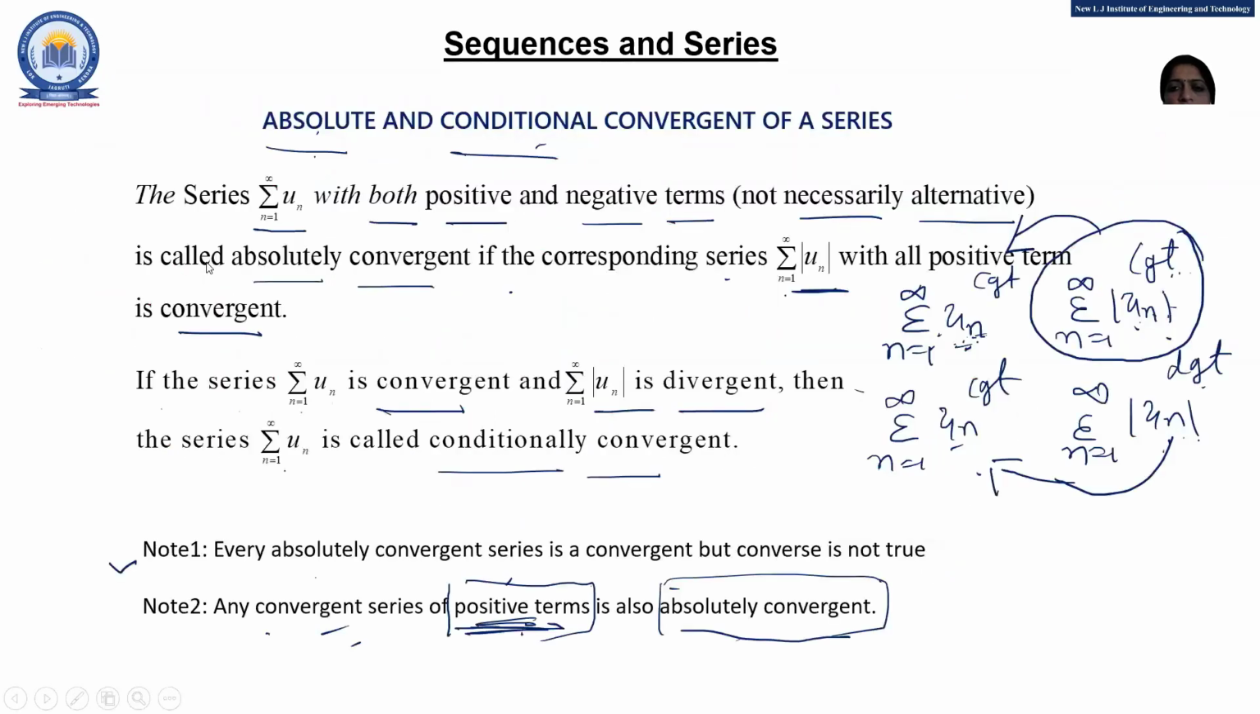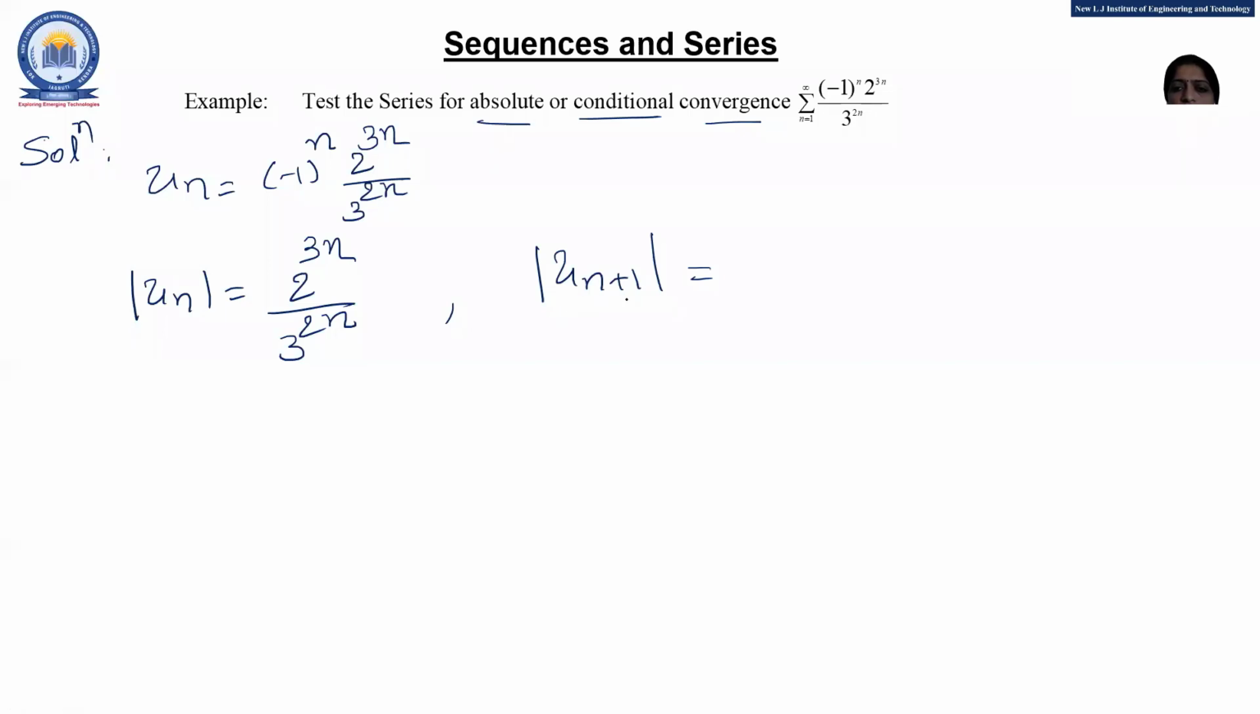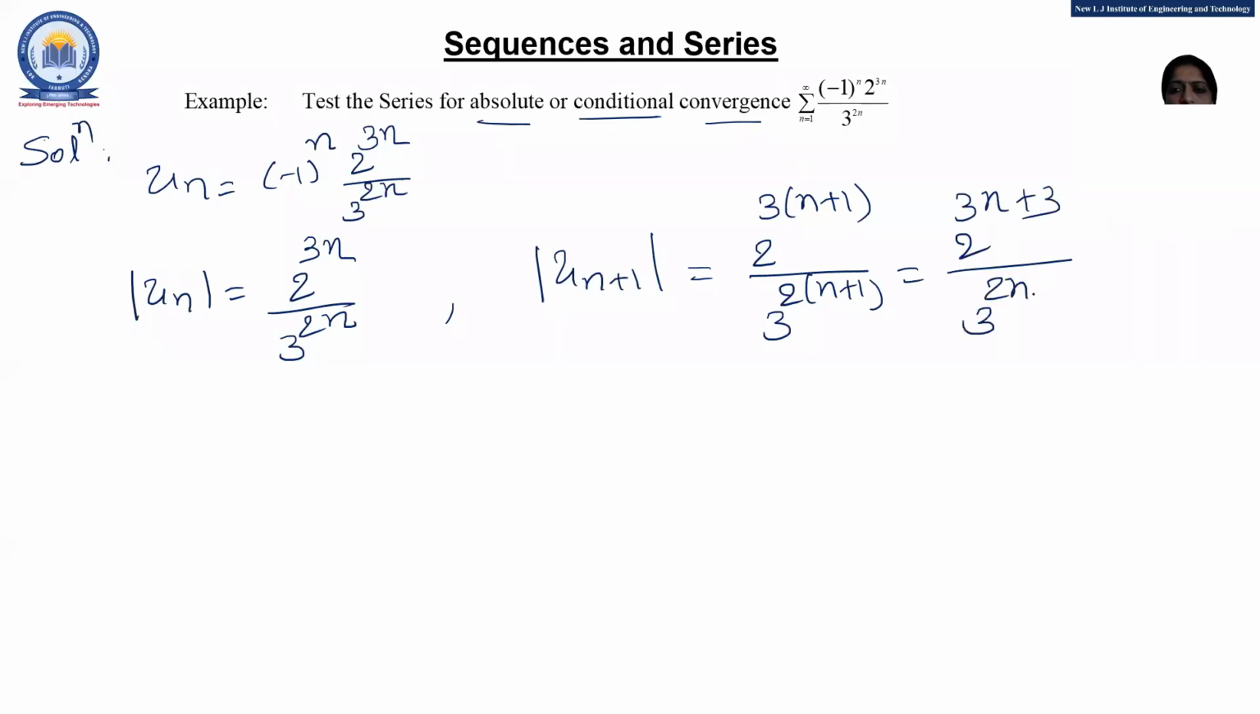So here, what is my mod un plus 1? That is 2 raised to 3 into n plus 1 upon 3 raised to 2 into n plus 1. So here 2 raised to 3n plus 3 in the numerator, and in the denominator 3 raised to 2n plus 2. For the ratio test, the formula is limit n tends to infinity of mod un upon mod un plus 1, right?